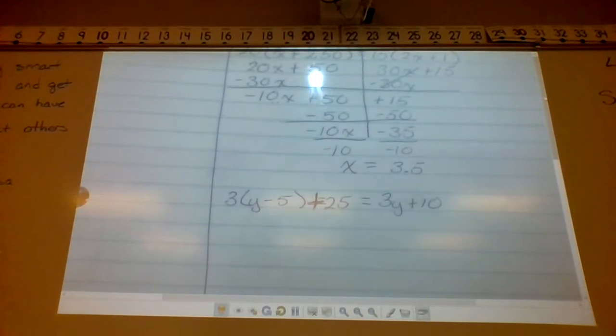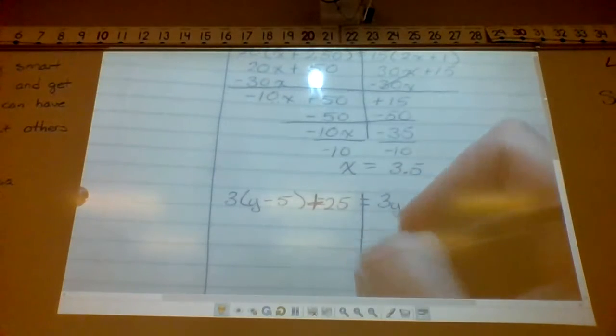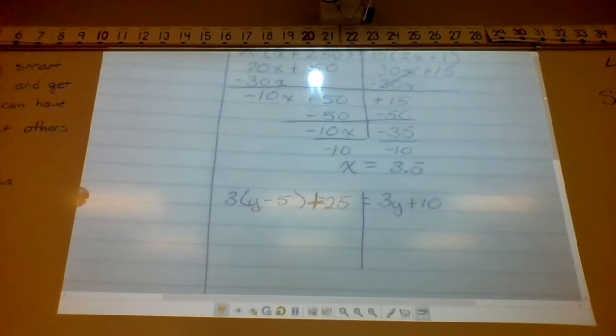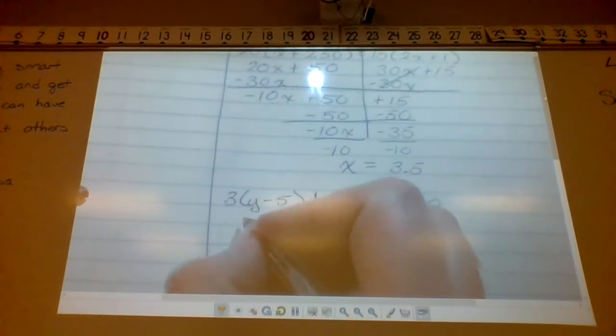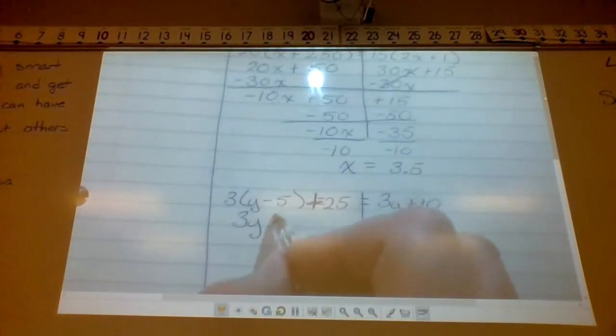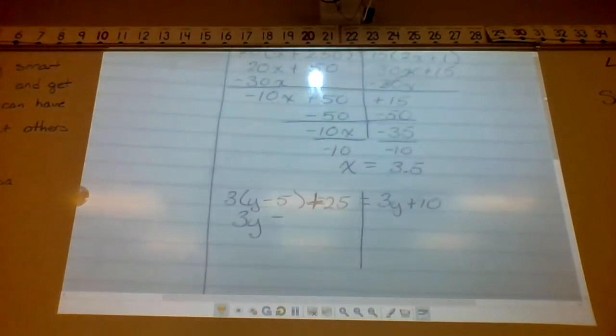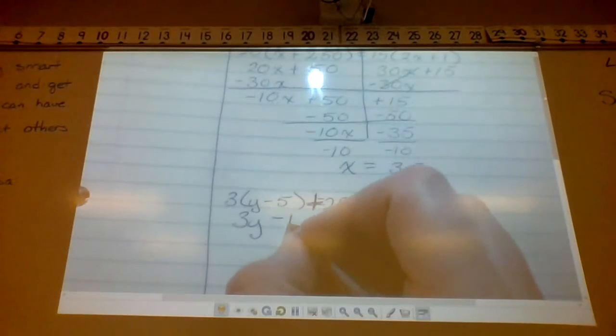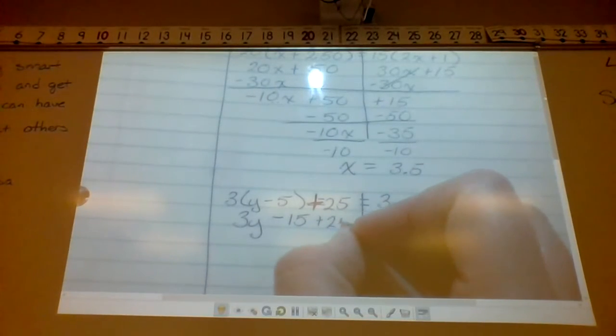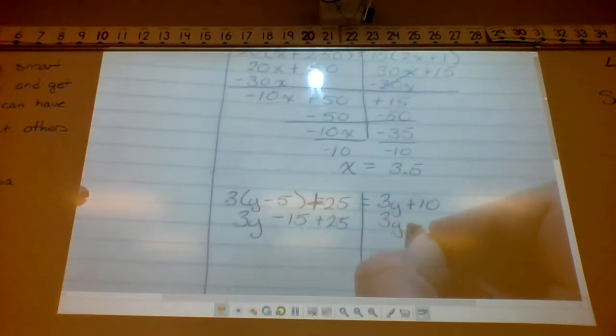What's the first thing I want you to do? Draw the river. Now the biggest difference between this and the last lesson is it has parentheses. You have variables on both sides with the parentheses, so what do we have to do? Let's distribute. What is 3 times y? 3y. Minus, what is 3 times 5? Plus the 25. And then we have 3y plus 10.